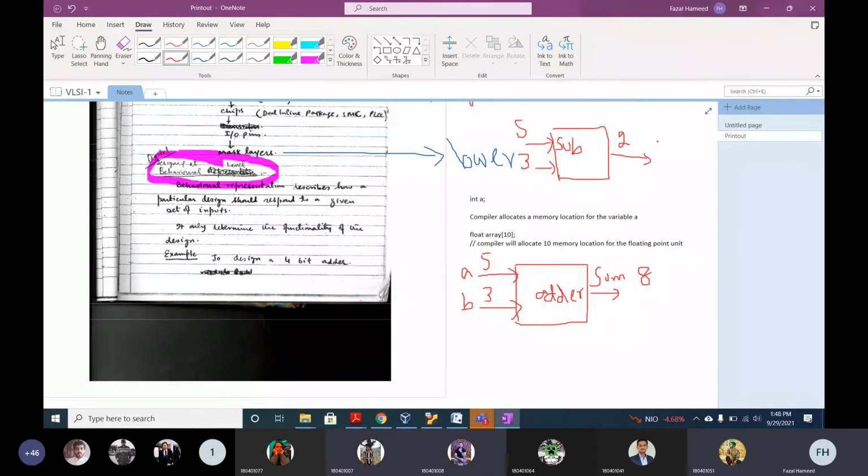Yes, sir. So this is a simple behavioral description, and it says how a system should respond to a given set of inputs. So let's assume I give this input, the system will give me this output. So this is the simple behavioral description.